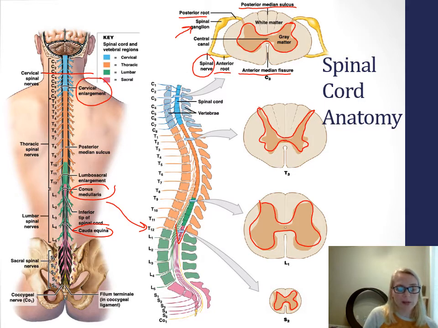And then lastly, down here at the very end, we have what's called the filum terminale, which is a ligament or extension of the connective tissue, the meninges, which we're going to talk about in a little bit, that blends into what's called the coccygeal ligament, which helps to stabilize and support the spinal cord to the coccyx. So it's a stabilizer, this filum terminale and coccygeal ligament.